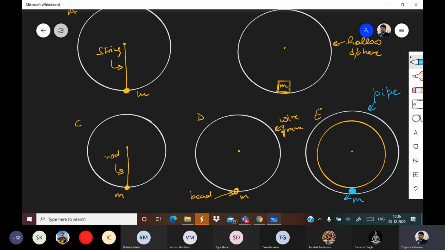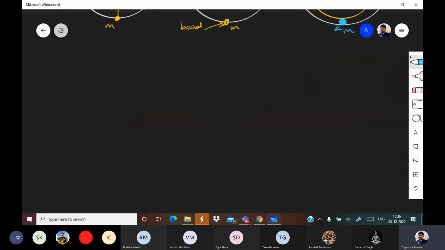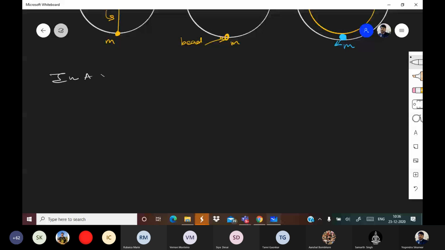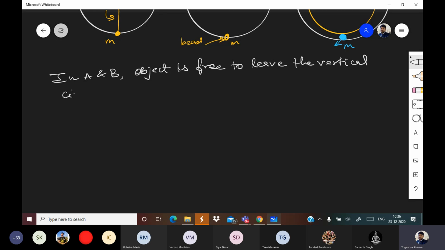Okay, I hope you all have noted. Now pay attention. In A and B, the object is free to leave the vertical circle. So basically A and B are similar. Similar means as the object is free to leave the vertical circle, A and B are almost similar.